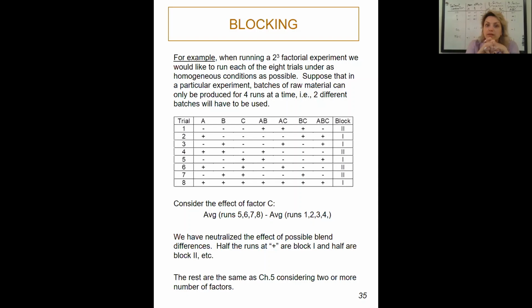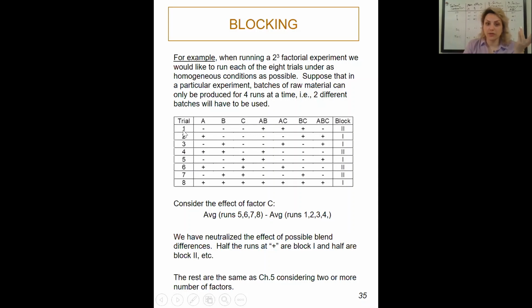Here is an example when we are running a 2x3 factorial experiment. We would like to run each of the 8 trials under as homogeneous conditions as possible when we have the full factorial. Suppose that in a particular experiment, batches of raw material can only be produced for 4 runs at a time. So 2 different batches will have to be used. In that case, you can see the blocks that I would have. So the trials are 1, 2, 3, 4, the same thing that we had here. So it's A, B, C, with negative, negative, negative, positive. So you can have the combination.